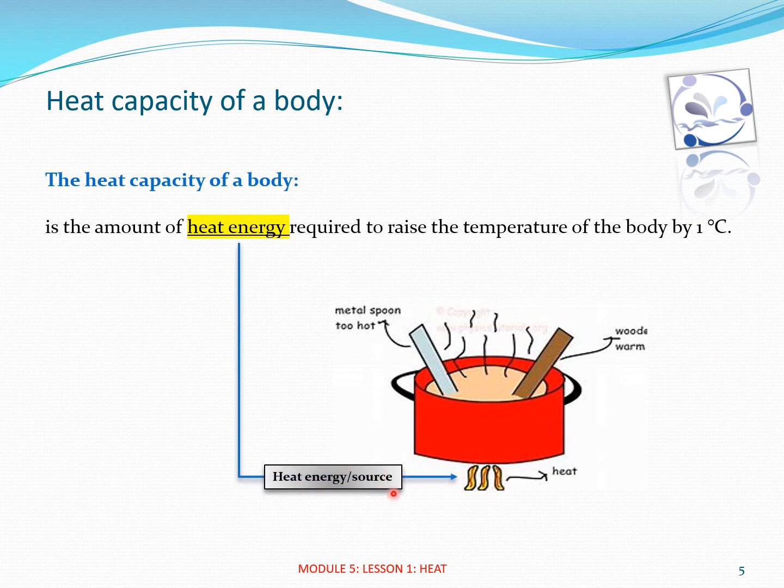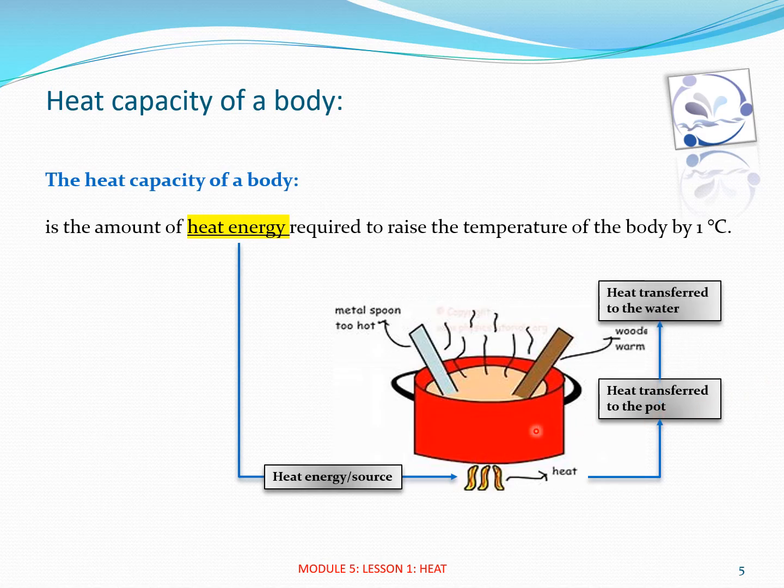Fire will be our source of energy. There will be heat released by fire, which will be absorbed by our pot. The heat that has been absorbed by our pot will be transferred to water so that it can reach the boiling point. Now, there will be heat that will be released by water to our different types of objects.